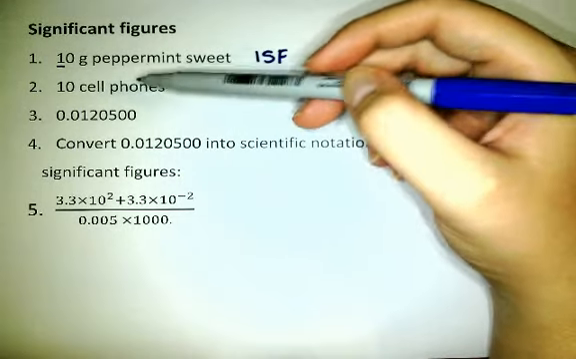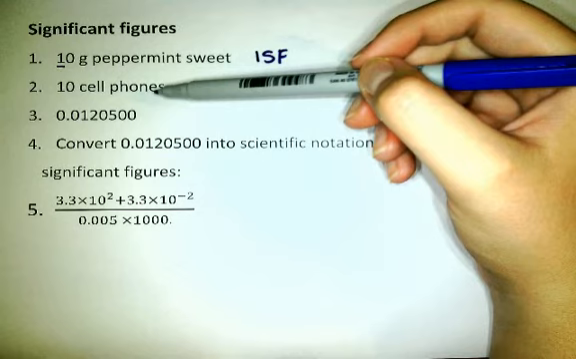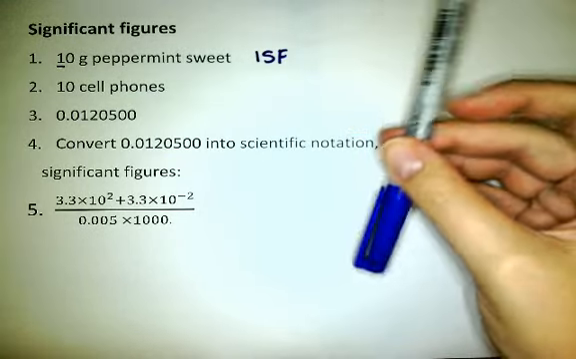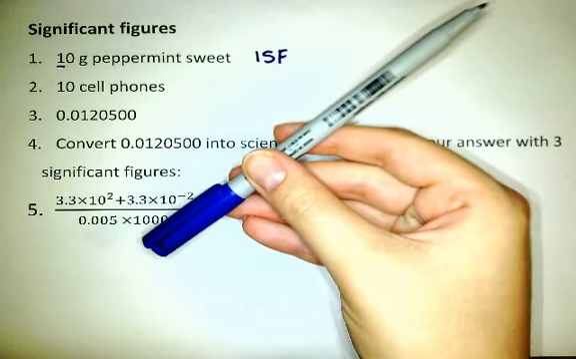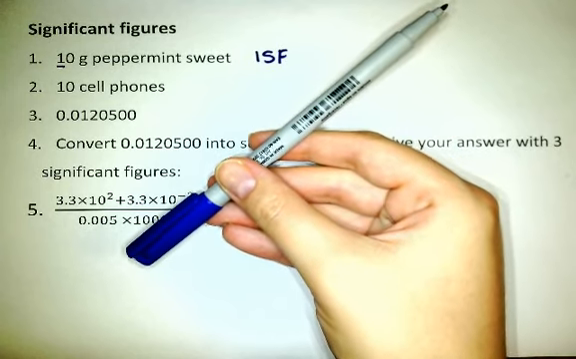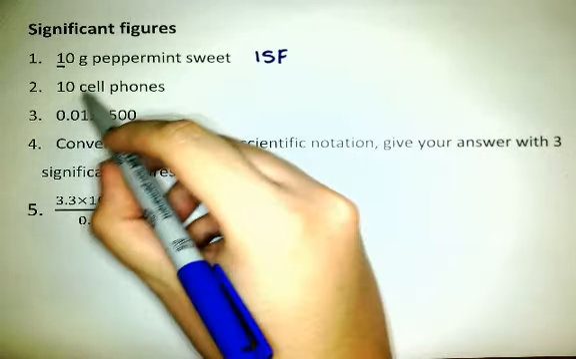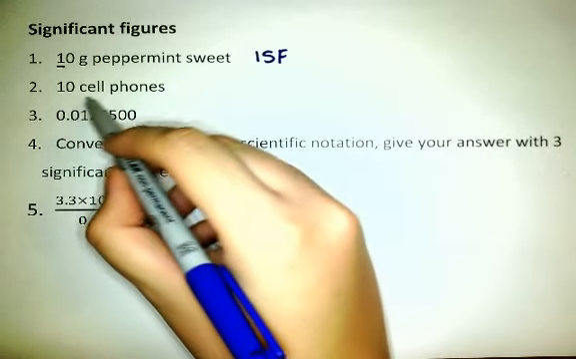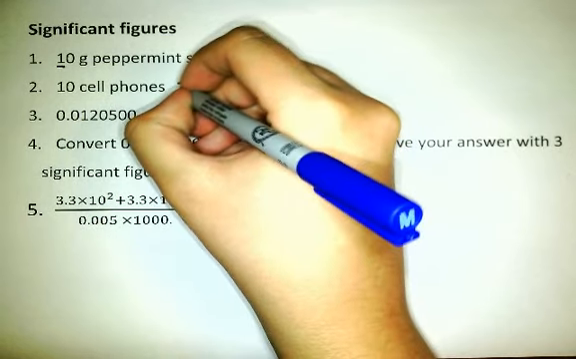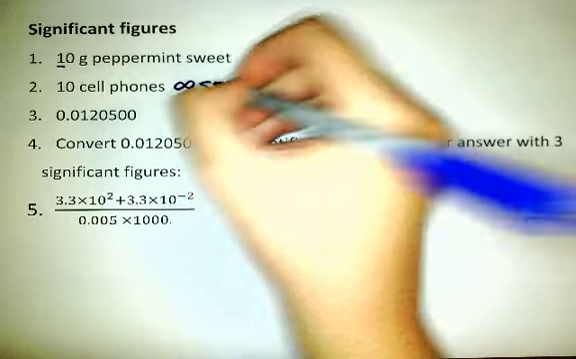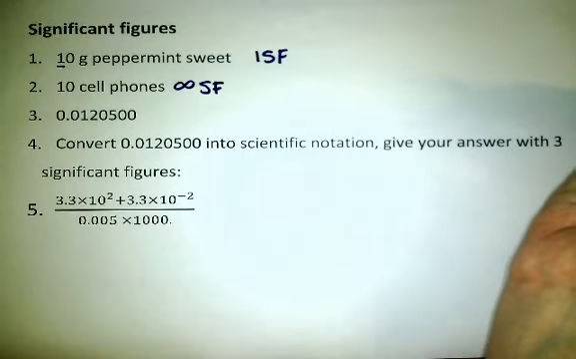In the next example, we're talking about 10 cell phones. And cell phones are whole things, it's counted. Like for example, we have one pen here. If it's whole or counted with surety, we assume that it is an exact number, exactly 10 cell phones. That means we actually have an infinite amount of significant figures. It's known with complete certainty.